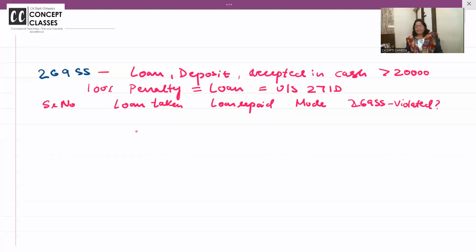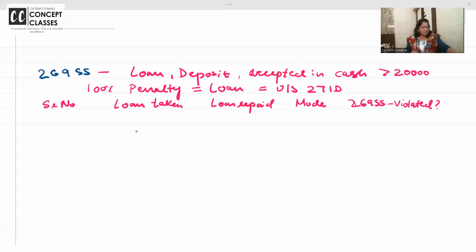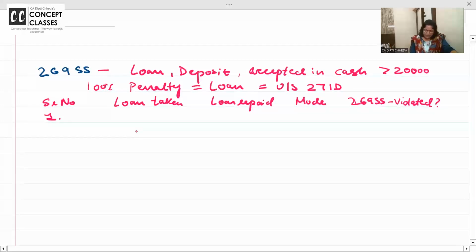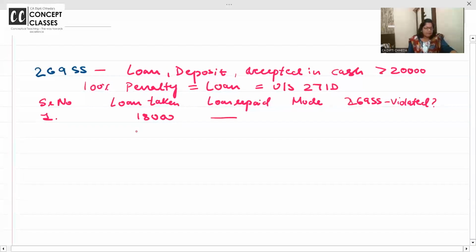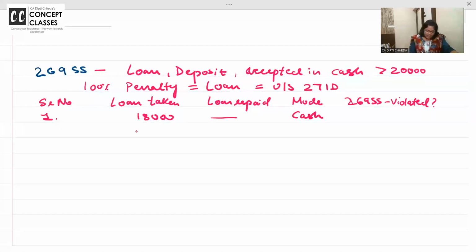Enjoy writing this. When they ask these questions for 2 marks, it should be like super scoring. थोड़ा टाइम लगेगा बट हो जाएगा अच्छे से. Serial number, loan taken, loan repaid, mode, 269SS. So in that, write down example 1. Okay, right. You have taken loan 18,000. अभी तक रीपे नहीं किए हैं आपने, सिर्फ लेके रखे हैं. You have taken loan 18,000 in cash. No problem. Okay, date. Sorry, I missed one small column of date also.